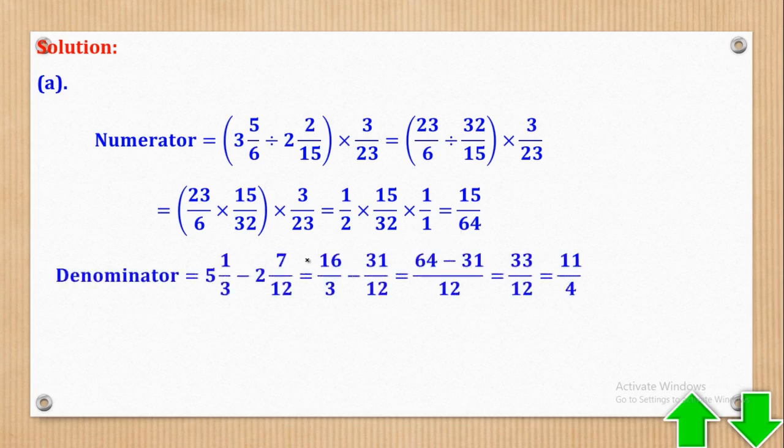So the first thing to do is to turn the mixed fraction into an improper fraction. So 3 times 5 is 15. 15 plus 1 is 16. That is why there is 16 here, and the divisor is 3. Then for this part, 12 times 2 is 24. 24 plus 7 is 31. That is why you see 31 here, and the divisor is 12.